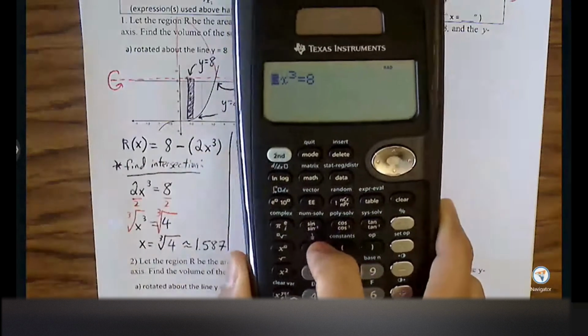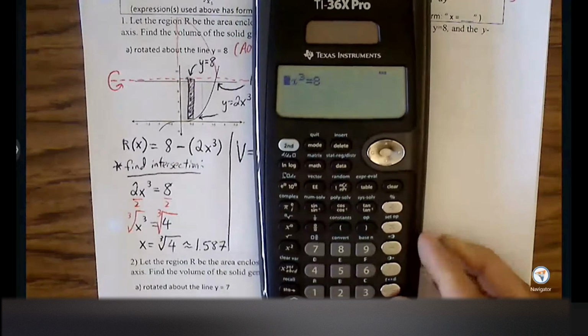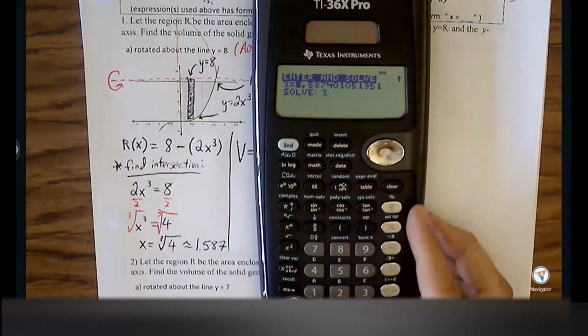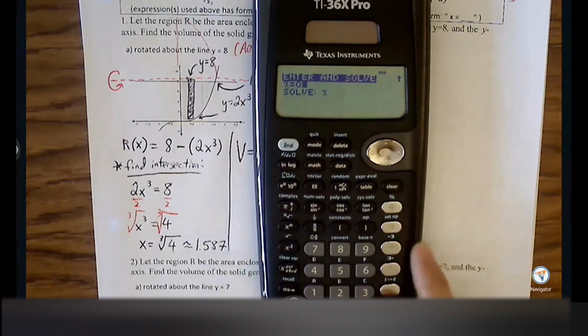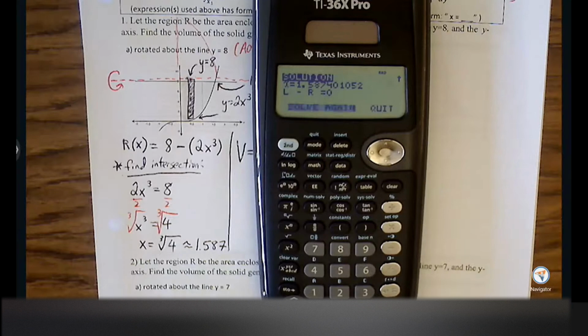And just type in 2x cubed equals 8. Hit enter. I like to start at 0. Enter again. Okay, 1.587. Okay, same result.